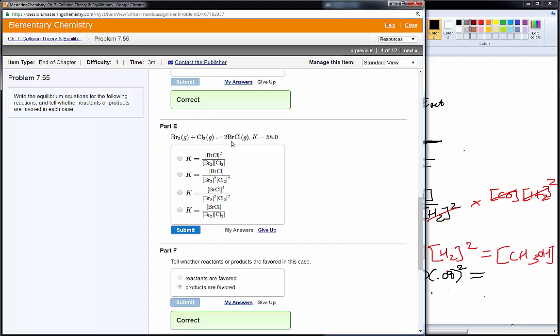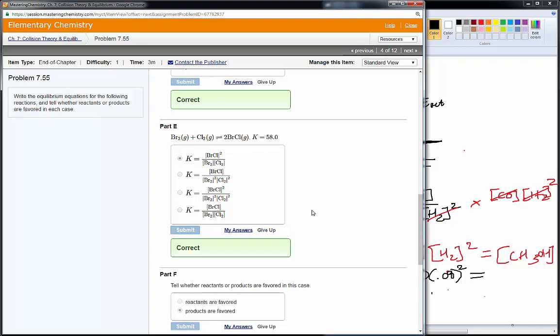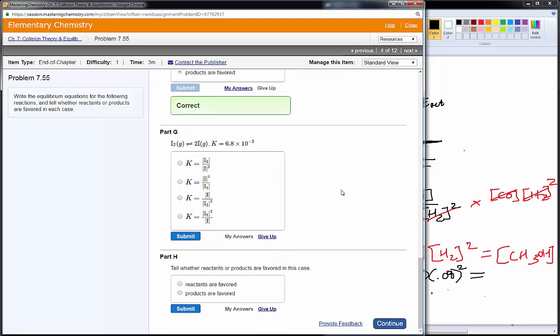And for the expression, we have BrCl squared on top, and Br2 and Cl2 on the bottom. Neither of those are squared. Last question, because K is very small, remember that's 0.0068 because of the exponent, I know that reactants are favored. And this should be I squared, because of the coefficient, divided by I2. There we go.